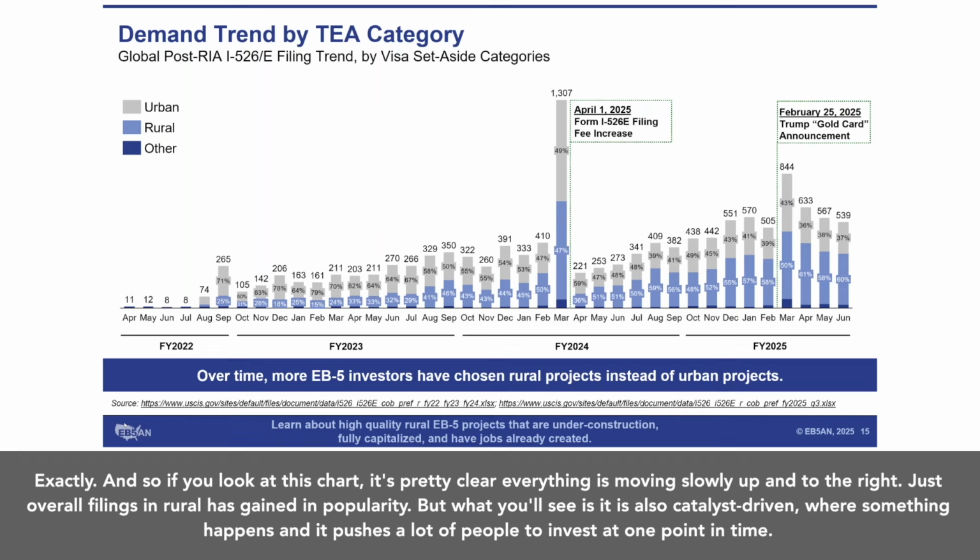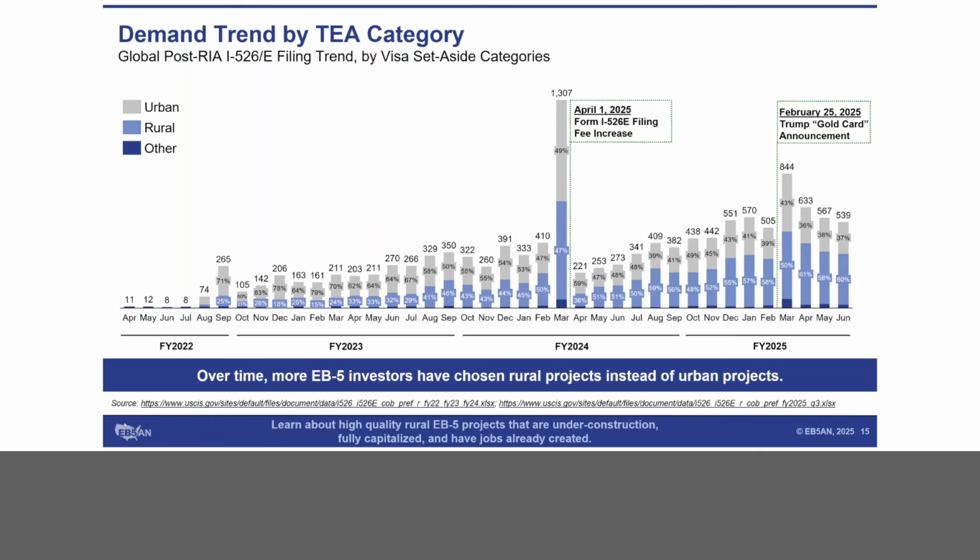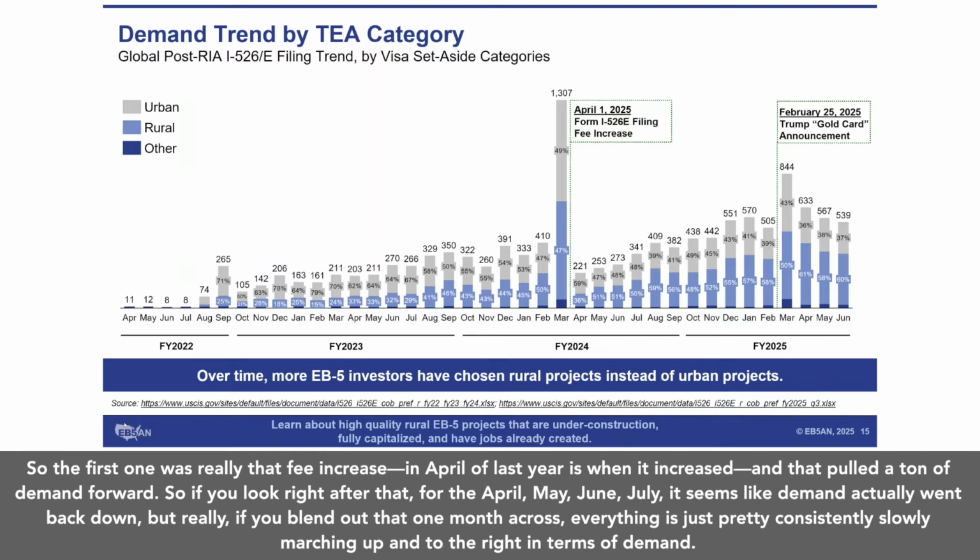Exactly. And so if you look at this chart, it's pretty clear everything is moving slowly up and to the right. Overall filings in rural have gained in popularity, but what you'll see is it is also catalyst driven, where something happens and it pushes a lot of people to invest at one point in time. So the first one was really that fee increase in April of last year, and that pulled a ton of demand forward.